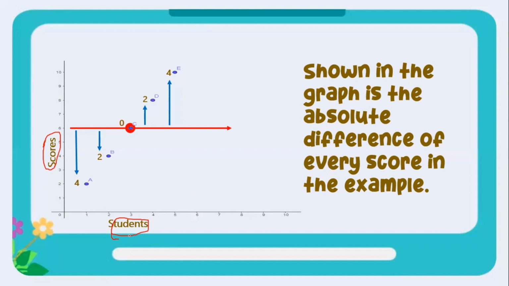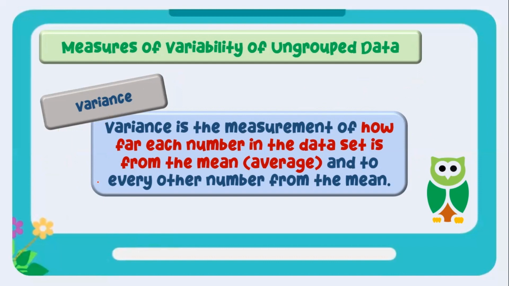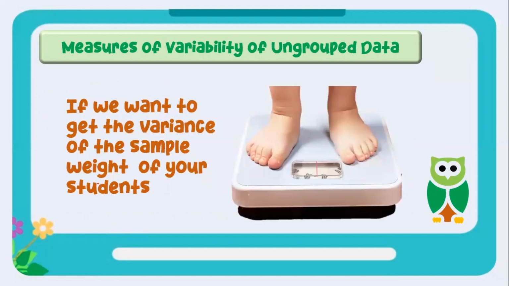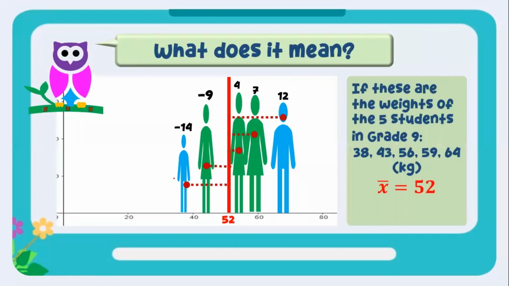And then the same, we can get the mean deviation. Next is variance. Variance is a measurement of how far each number in the set of data is from the mean and to every other number from the mean. So, for example, if you want to get the variance of the sample weight of your students, then these are the group of 5 students having their weight 38, 43, 56, 59, 64 kilograms.